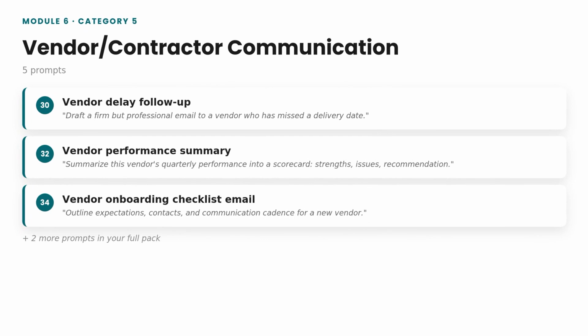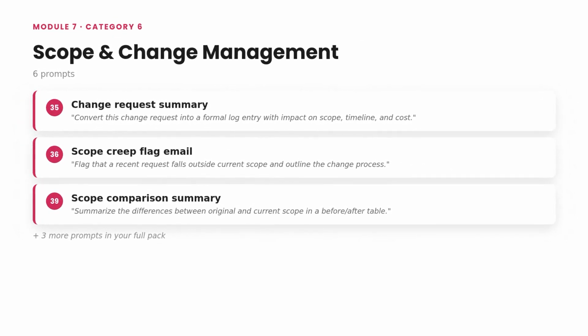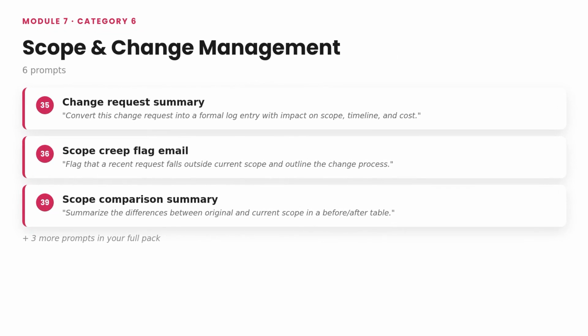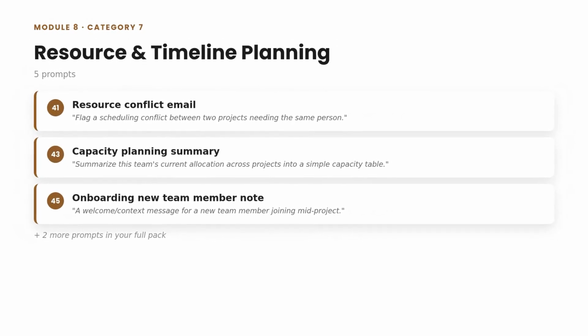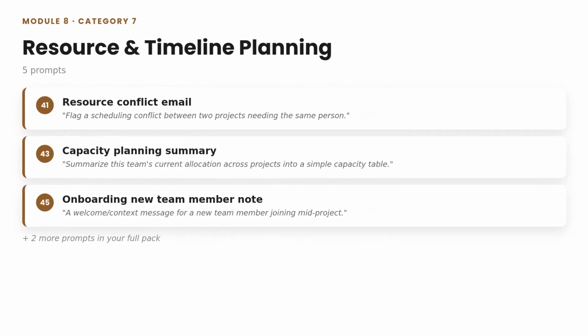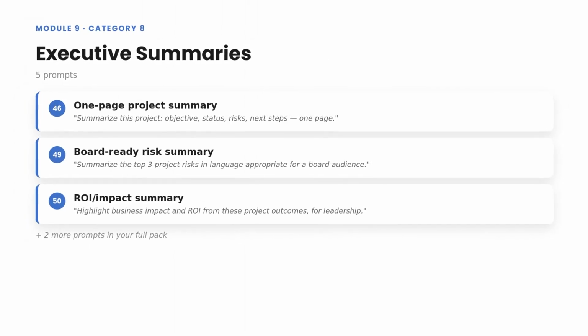Category 6. Scope and change management. Scope creep is the silent killer of every project timeline. 6 prompts help you flag it, document it, and communicate changes clearly before it becomes a bigger problem. Category 7. Resource and timeline planning. 5 prompts to help you make resourcing conversations factual instead of political.